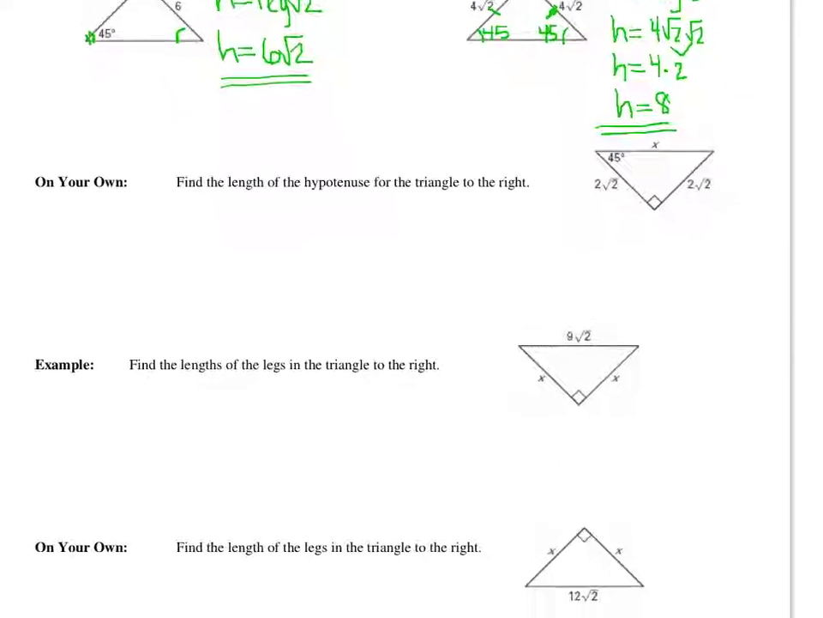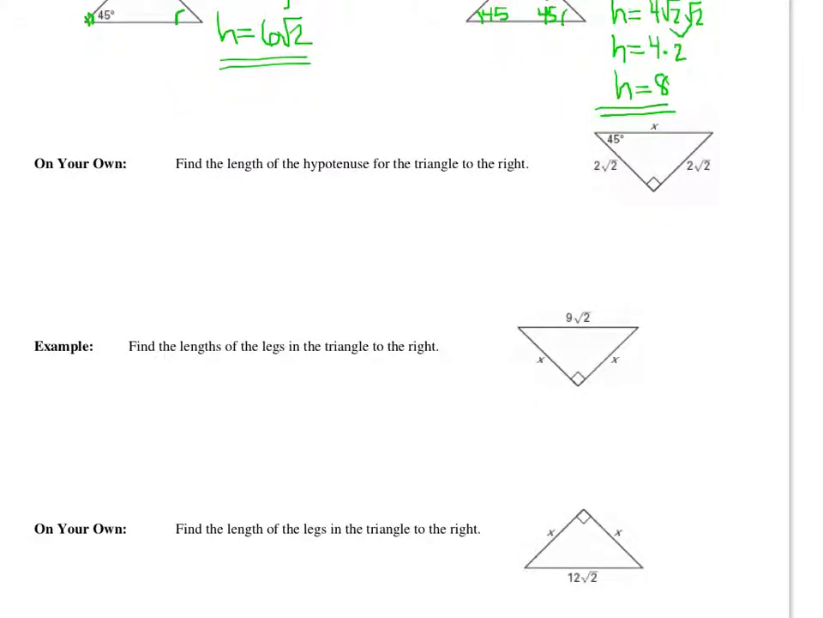Here's an on your own problem. A good idea would be to try this and make sure it works. It says find the length of the hypotenuse for the triangle at the right. This is a 45, this is 90, so we know this other angle is also 45 degrees. So these two are my legs, and I can use the formula hypotenuse equals leg times the square root of 2, because this works for a right triangle.